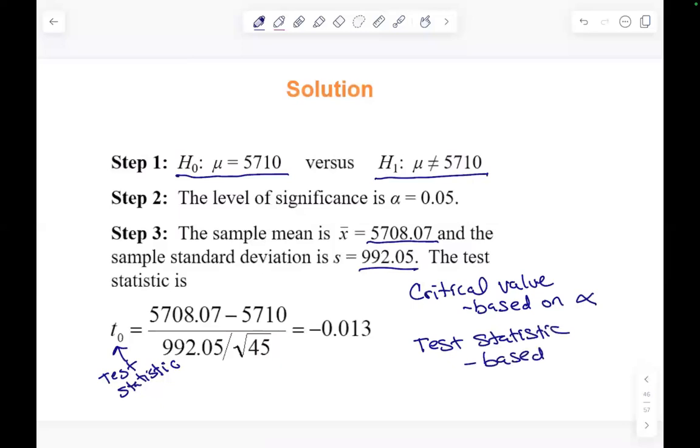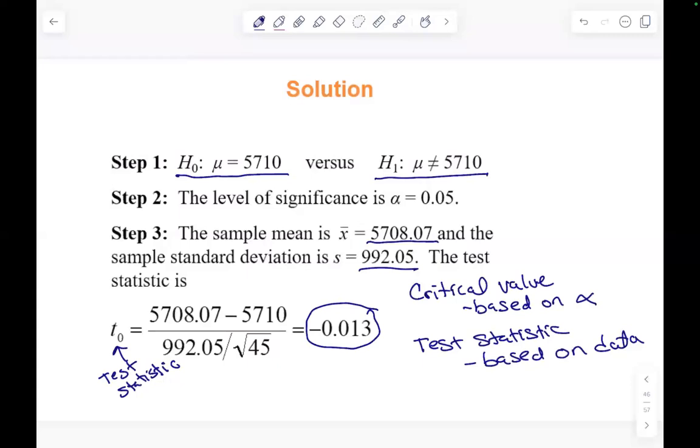I don't know if that helps or not. And we're testing the test statistic against the critical value. So I have a test statistic of negative 0.013.